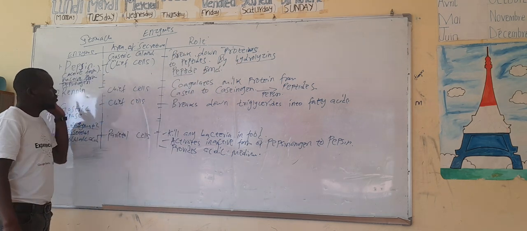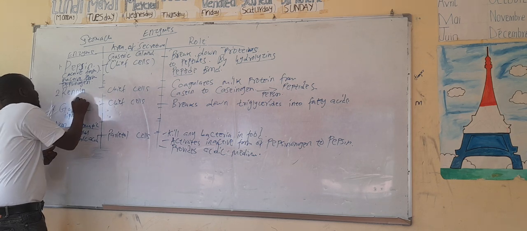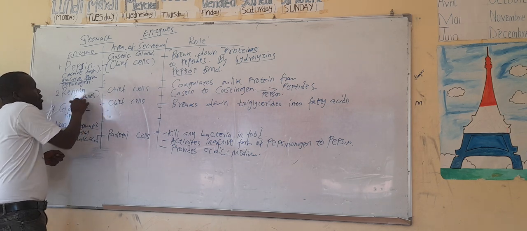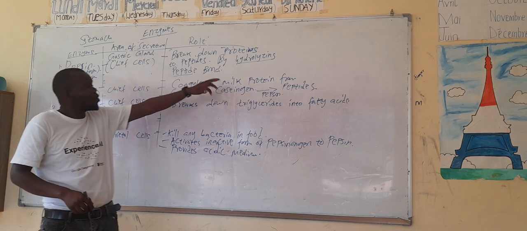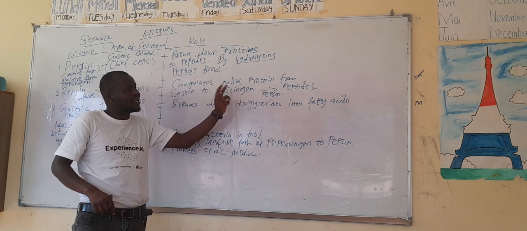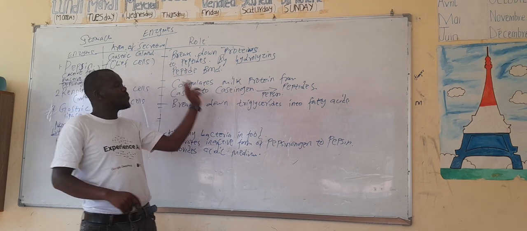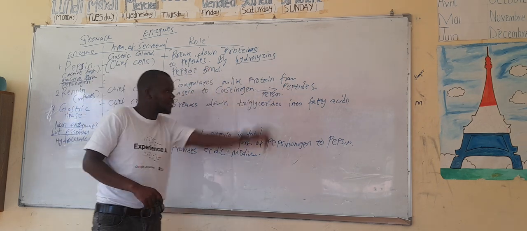Number two, the renin. We say that it is in infants. How does it happen? It coagulates the big protein from caseinogen to casein. And this casein will be broken down by pepsin to peptides.